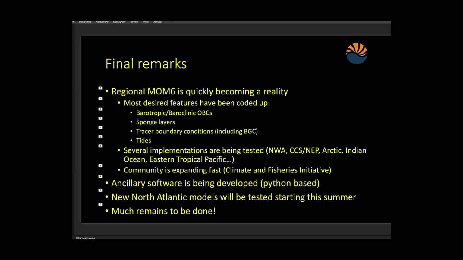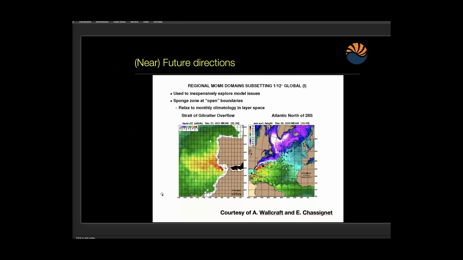And finally, I have a slide that I didn't want to do. As far as UFS, a lot remains to be done. I don't want to jump on this. This is courtesy of Alan Wallcraft and Eric Chassignet. The Northeast Atlantic model is the one that we started with because, as I said before, we had a lot of experience with running that particular domain with another model that we were happy with.